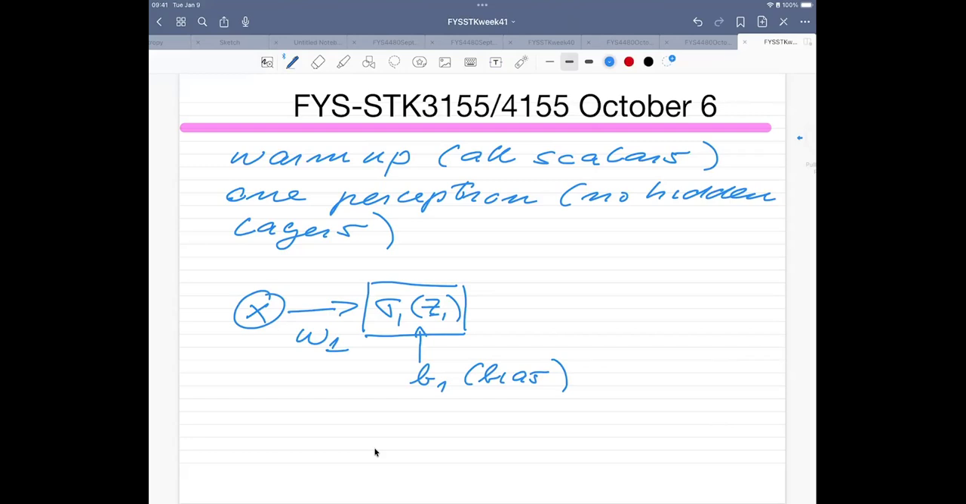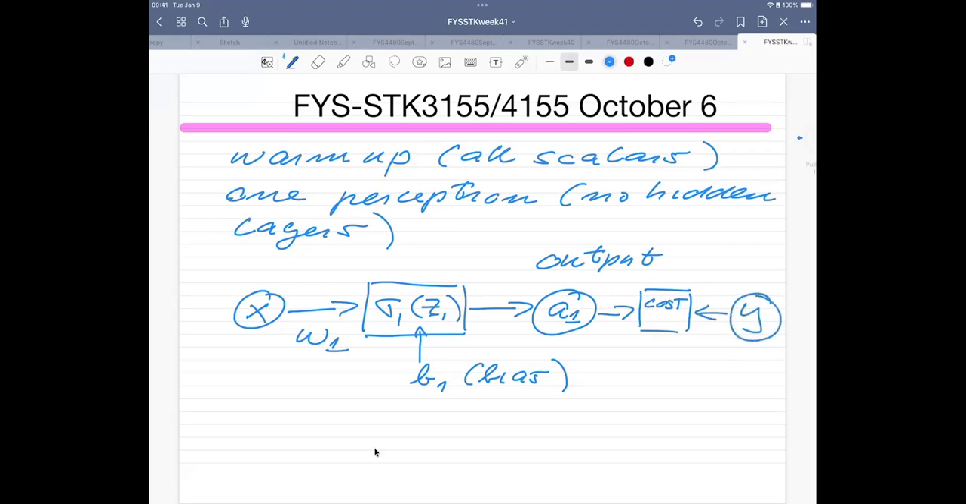Then this produces an output, and now I'm going to use the names which I will use throughout the derivation of the algorithms for a neural network. So the output here is now called A1. So this is the output. So this is a simple perceptron model. There's no hidden layer. Now, this is then fed into the cost function. So the boxes in my drawings here are the cost functions. And this receives y. This is the target value.